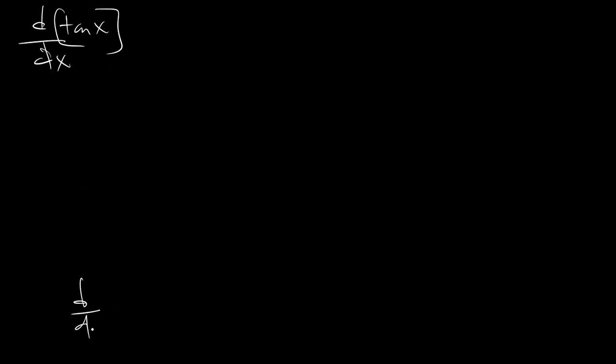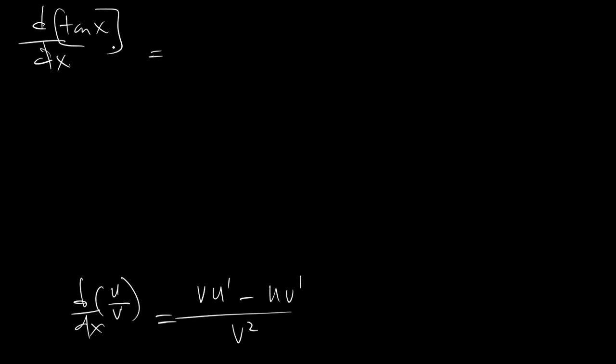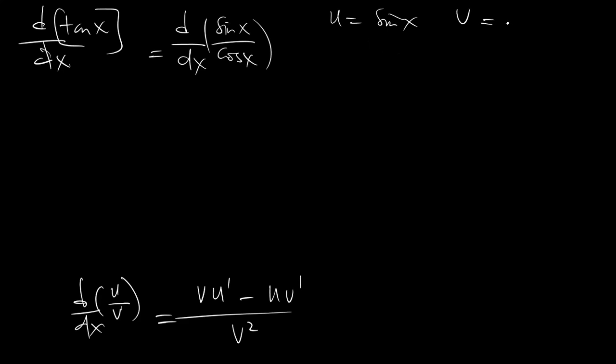So you know the derivative of the quotient is the same thing as v u prime minus u v prime divided by v squared. So now let's apply that. tan x is the same thing as sine x all over cos x, meaning that our u is equal to sine x while our v is equal to cos x. So u prime is equal to cos x while v prime is equal to minus sine x.